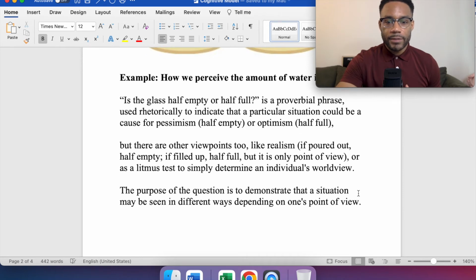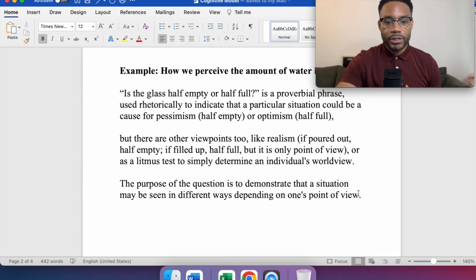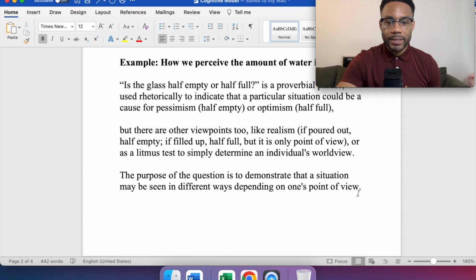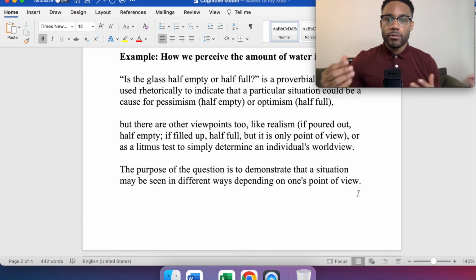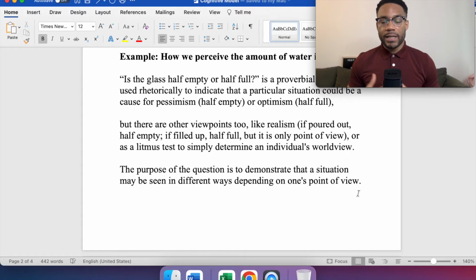The purpose of this question is to demonstrate that a situation may be seen in different ways depending on the point of view. So again, our perception: people respond and perceive things very differently based off of how they're viewing that situation, their underlying beliefs. So we really want to get a great understanding of ourselves and essentially how we respond as a whole.